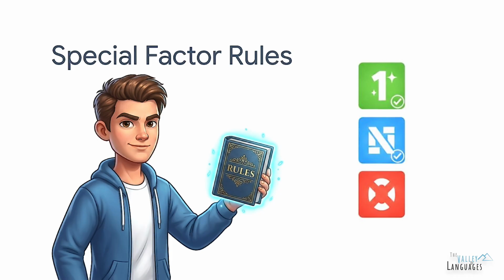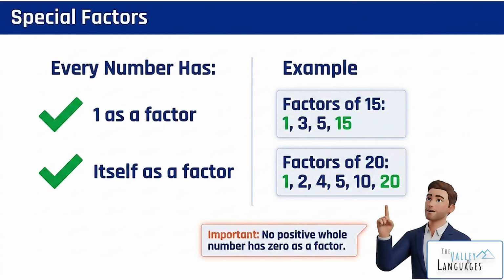Let's actually prove that these rules hold up perfectly in practice. Take the factors of 15, for example. 1, 3, 5, and 15. Notice the bookends there? 1 is there, and 15 is there. Now compare that to the factors of 20. 1, 2, 4, 5, 10, and 20. Again, 1 and 20 are the outer anchors. And, predictably, 0 is nowhere to be found on either list. See, the rules work every single time.